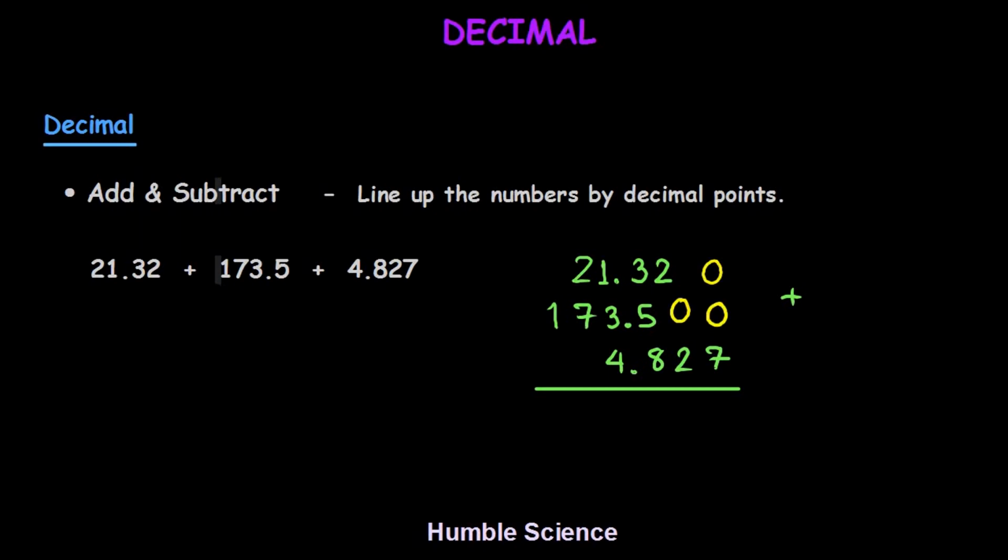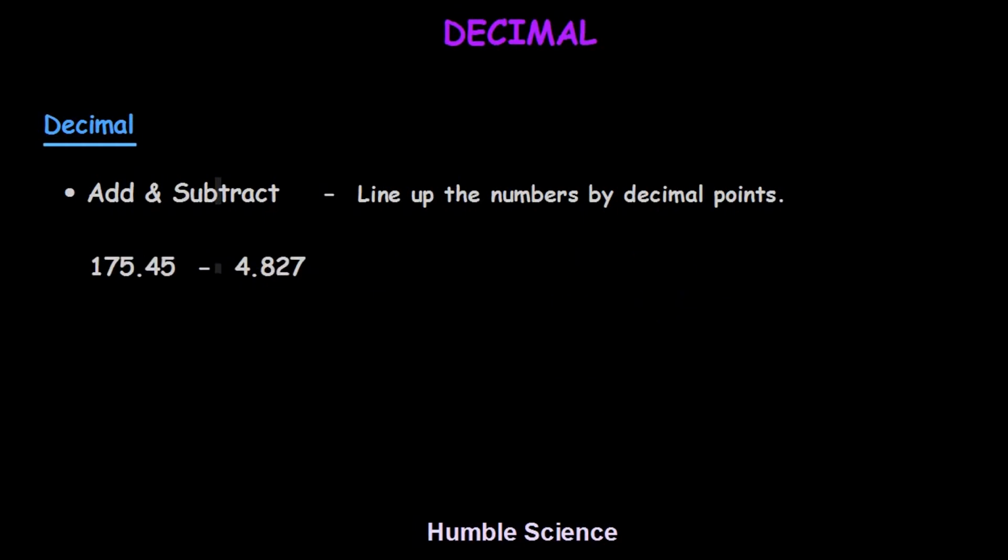And now we can add them up. This will be 7, this will be 4, this will be 6, and this will be 9, 9, 1. So the answer here is 199.647. And to subtract, we can also line up the decimal numbers by their decimal points.